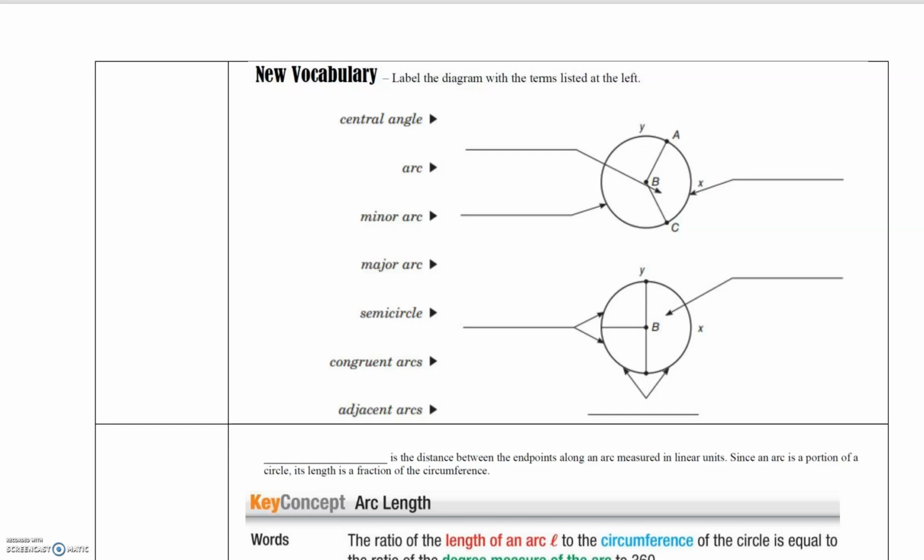So this next part, we're going to match up some of the vocabulary with its picture. And so for our minor arc, we know that's the smaller one. So either we have X or we have Y, which X is going to be that smaller one, less than 90. So this one is our minor arc right here. And then our major arc is going to be that one, this one right there. And then this right here is our central angle.